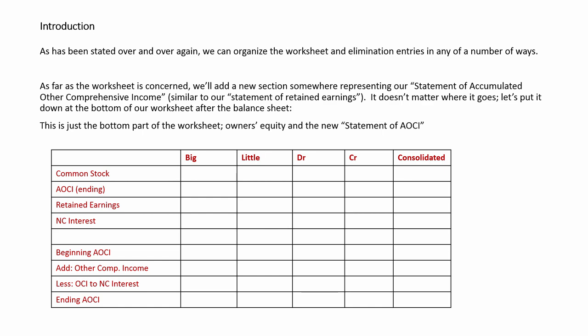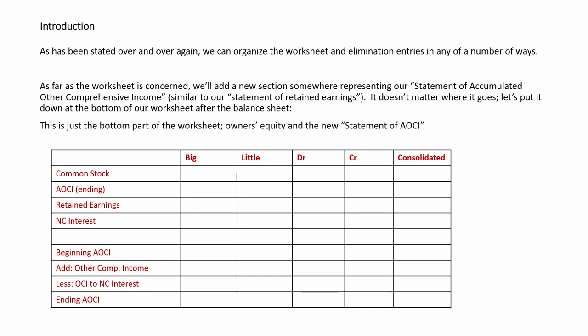Now, these bottom four lines fulfill the function of two parts. First, we have what essentially amounts to our other comprehensive income statement. We have our other comprehensive income less the portion that accrues to the non-controlling interest. And then we place that within the context of the accumulated other comprehensive income statement.